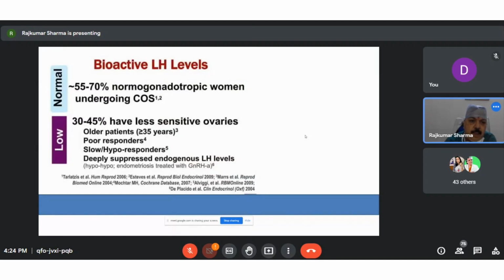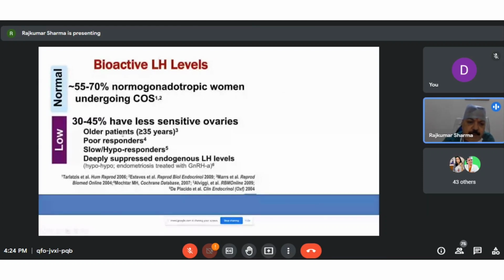But the problem is a group of patients who have lesser bioactive LH levels. Now these patients, whether they are on agonist or antagonist protocol, 70% of them will behave normally. But 30 to 45% have less sensitive ovaries. That means they require high dosages of FSH if you put them only on FSH. And who are these patients?